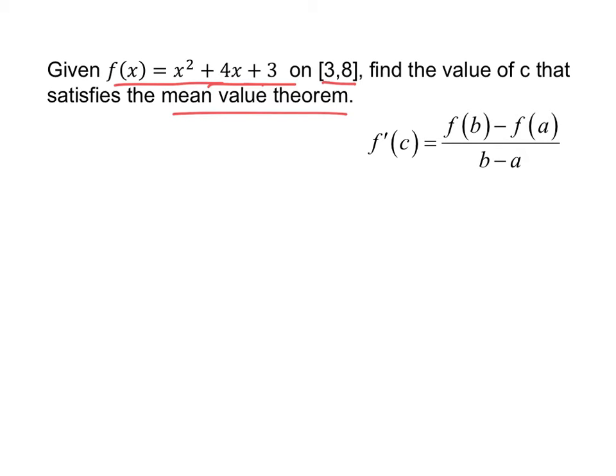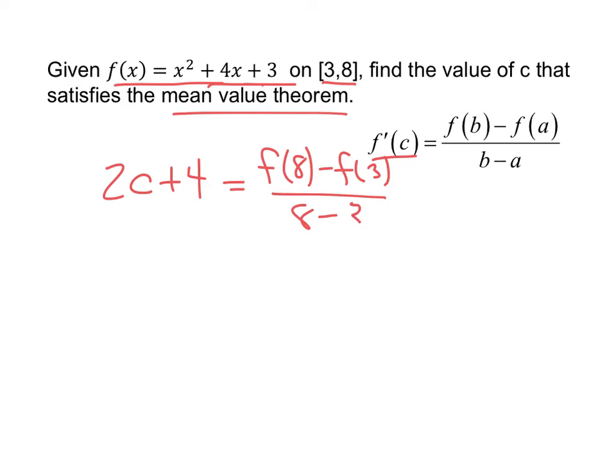So I want to find the value of C that satisfies the mean value theorem. What is my instantaneous rate of change? What is f prime of c? f prime of c is going to be 2c plus 4. This is just the derivative of the function, but with a c in it. And now set it equal to f of b minus f of a all over b minus a. That's going to be f of 8 minus f of 3 all over 8 minus 3. I've got this all set up in my calculator. So f of 8 in this equation, I'm getting 99. And at 3, I'm getting 24.